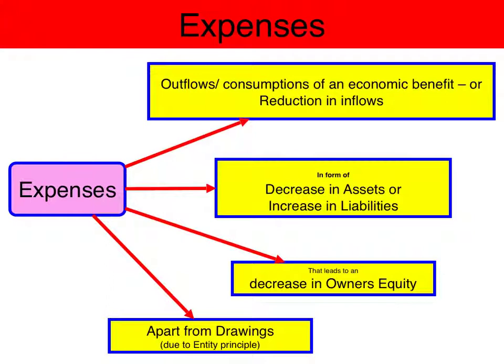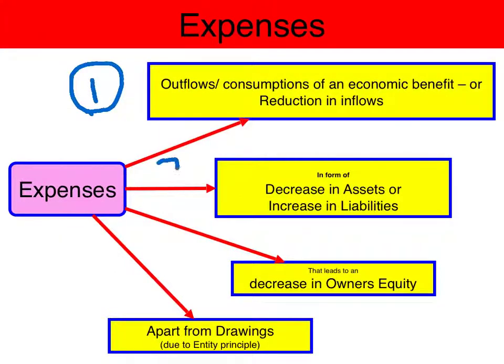Now, when determining if something is an expense or not, or indeed justifying why something is an expense, there's three boxes we need to tick. Firstly, did the financial event result in either an outflow of an economic benefit, which occurs when we pay cash for items such as wages, the bank balance goes down, or was there a consumption of an economic benefit, which is what happens when we have depreciation, or was there a reduction in inflows, like what happens when we allow discounts to our debtors.